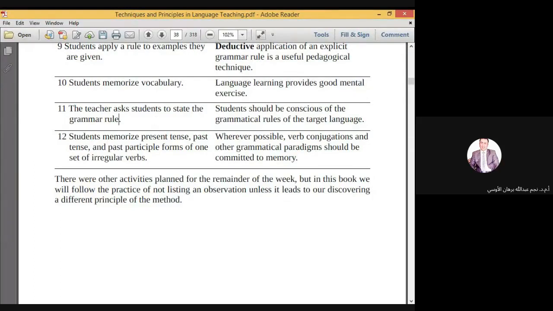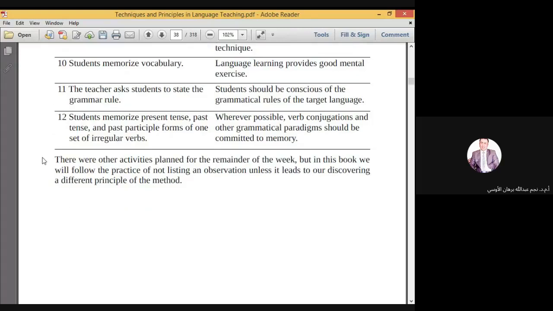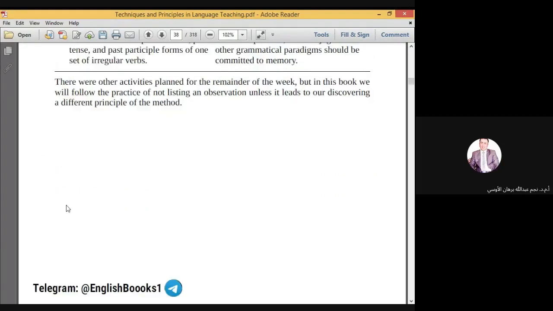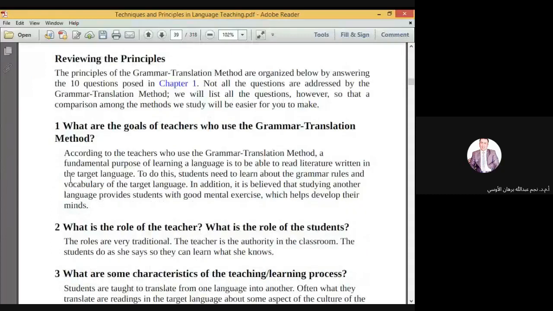The teacher asks students to state the grammar rule. What's the principle? Students should be conscious of the grammatical rules of the target language. Twelve, students memorize the present tense, past tense, and past participle form of one set of regular verbs. What's the principle? Wherever possible, verb conjugation and other grammatical paradigms should be committed to memory. These are the principles.